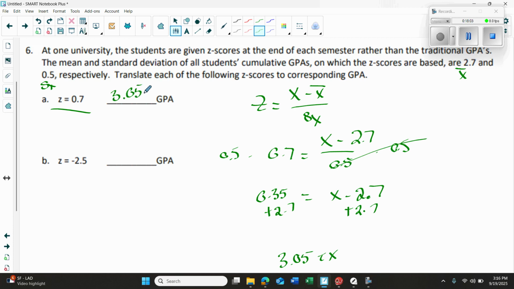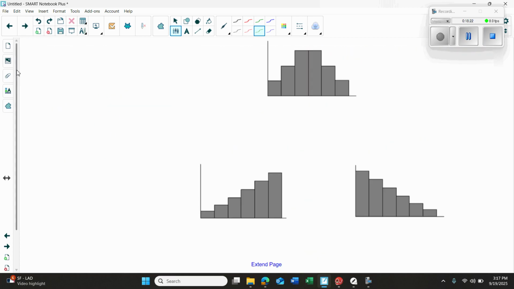All right, and that makes sense, because a z-score of 0.7 means 0.7 standard deviations above the mean. So it should be just barely above 2.7, a little over half a standard deviation. So good, and we move on.